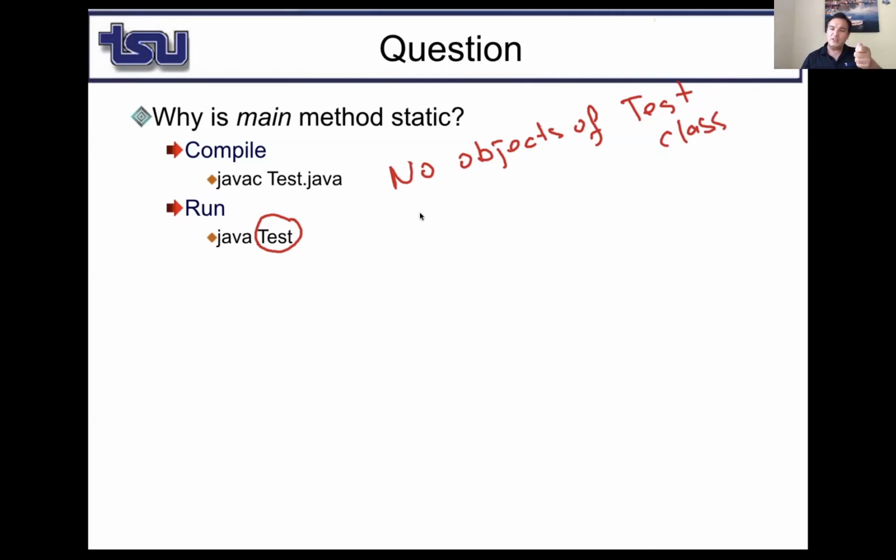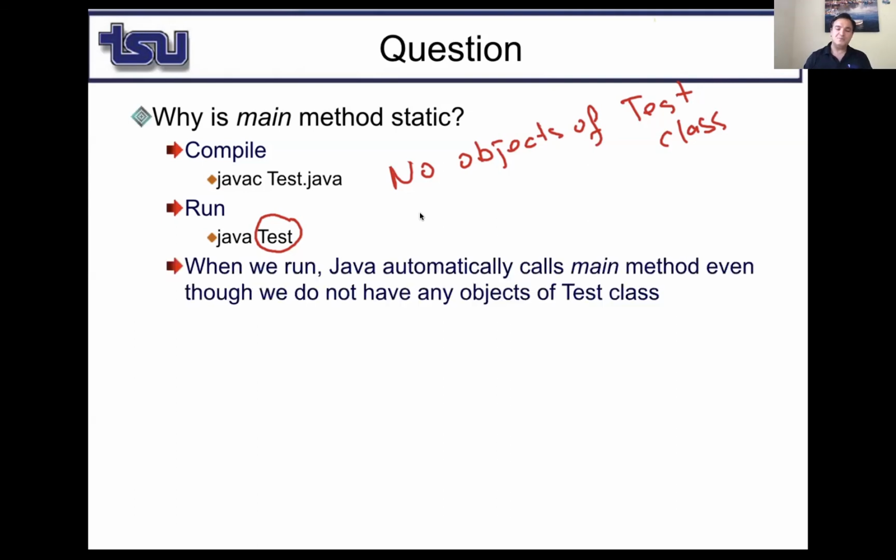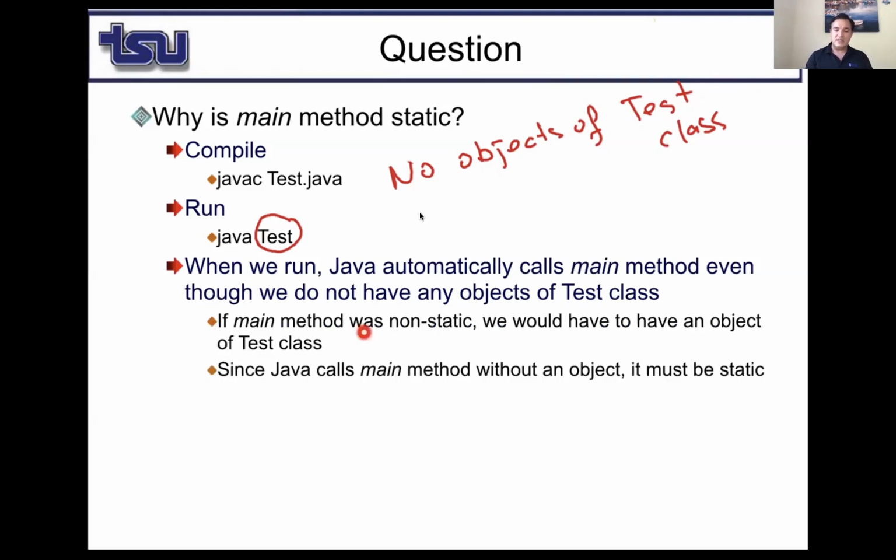So if I'm able to call the main method without any objects, it must be a static method because only static methods can be called with classes. Remember, if the main method was non-static, I would have to have an object of Test class to call it because non-static members can only be called with what? Object names. However, here, java Test, I'm just calling the main method without having any objects yet. Therefore, unless the main method is static, I cannot make that call. Okay, this says when we run, Java automatically calls the main method even though we don't have any objects of Test class yet. If the main method was non-static, we would have to have an object of Test class. Since Java calls the main method without an object, it must be static.